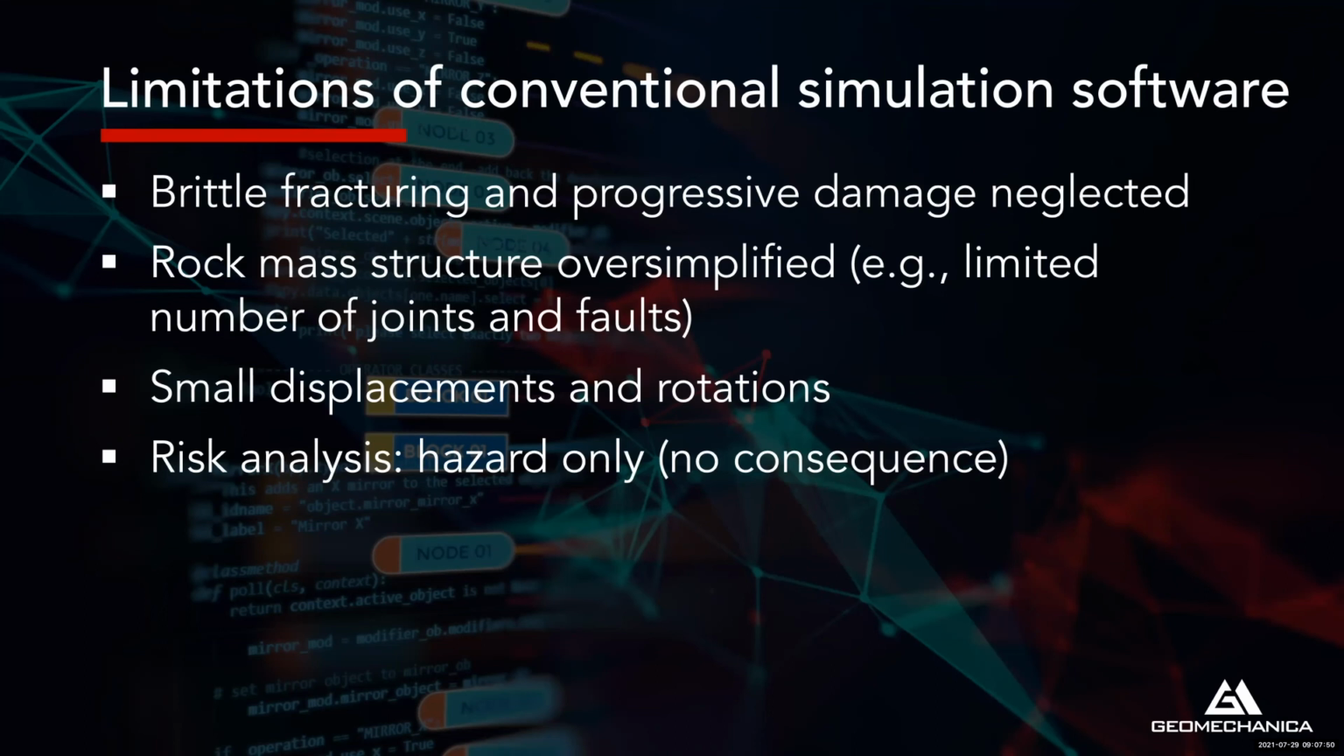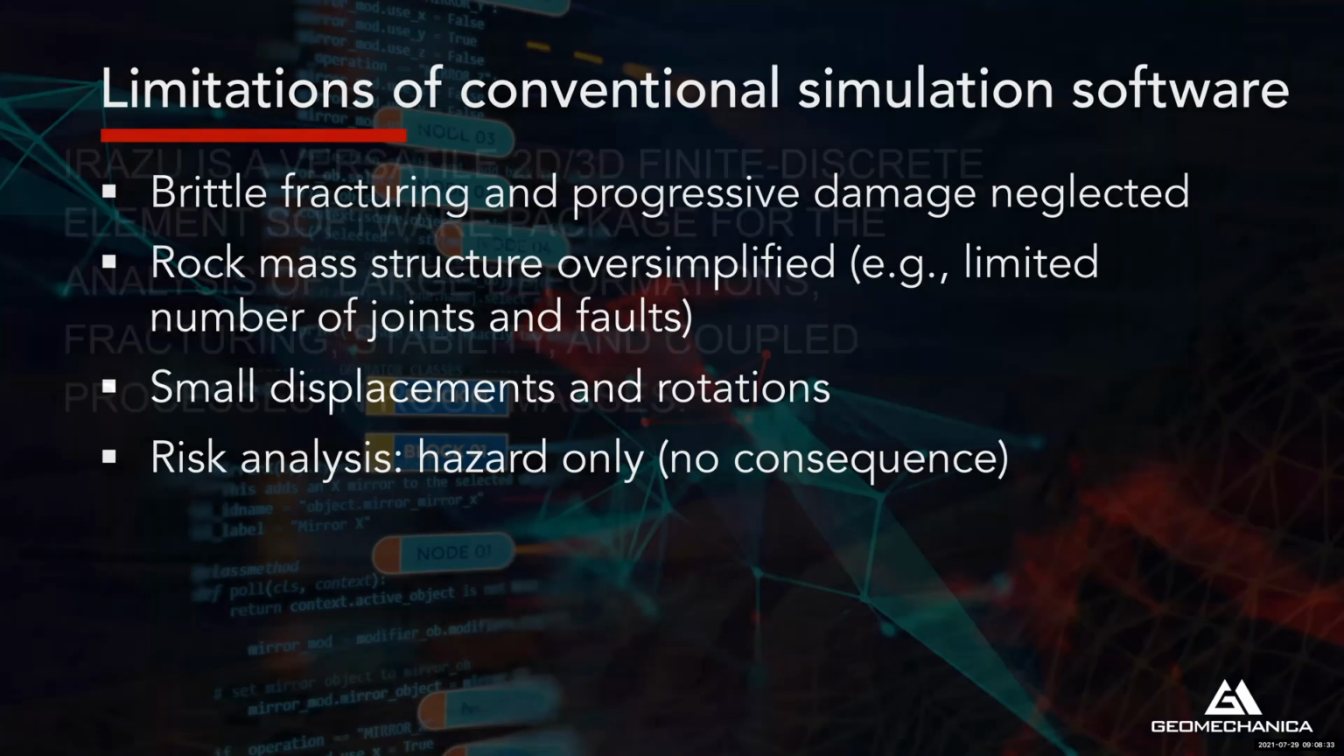For example, you typically can include a limited number of joints and faults. Most of the conventional finite element, finite difference simulation software are restricted to small displacements and rotations, and even with plasticity and more complex constitutive models, you can only capture large strains, but not necessarily large displacements. And in many cases, risk analysis is limited to understanding the hazard only. So you would know if a structure is going to be stable or not, but you won't know what happens if there is any sort of instability in the structure.